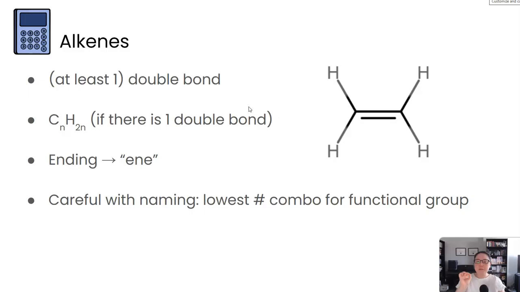Now here is where you need to start being careful with that naming and numbering, because you have to make sure that your parent chain contains that functional group. And with numbering, it's not just numbering with the lowest number combination for your side chains. You have to consider the lowest number combination specifically for your functional group. So you might end up with a number combination that is higher when it comes to your side chains, but if it's the lowest number combination for the functional group itself, then that's the naming convention you're going to go with.